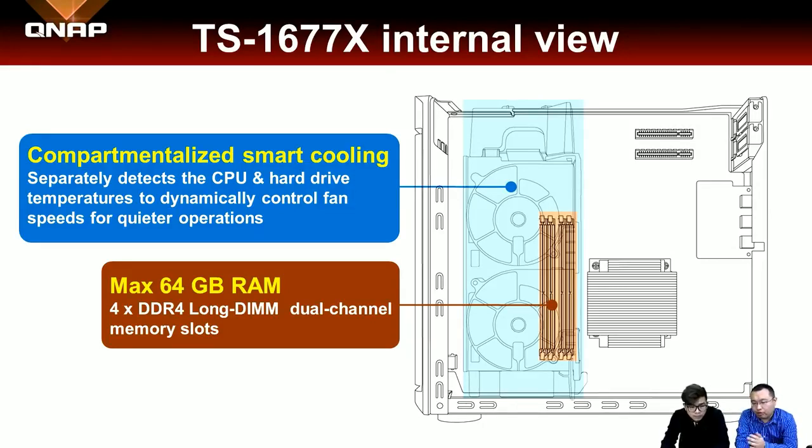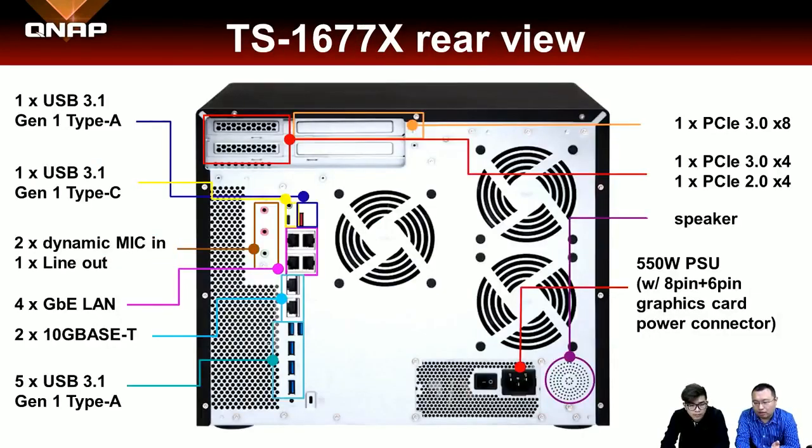The memory slots are under the fan module. After you remove the fan module, you will see 4 DDR4 long-DIMM memory slots. With that, you can get a very big 64 gigabytes of memory, same as our other 77 models. The DDR4 long-DIMM memory supports dual channel. If you are installing 2 memory modules, please use the same size and the same capacity.